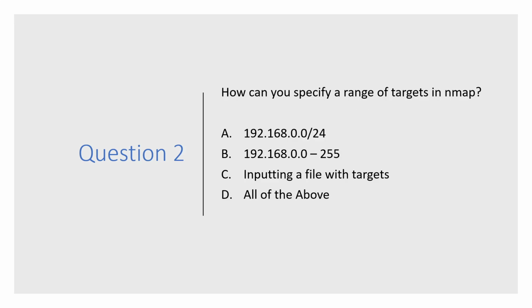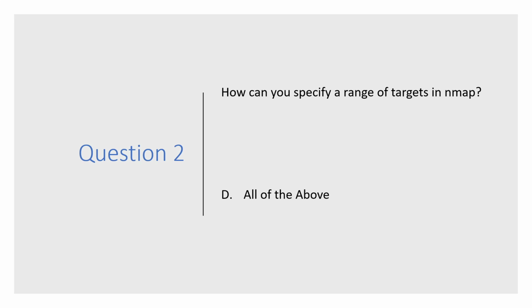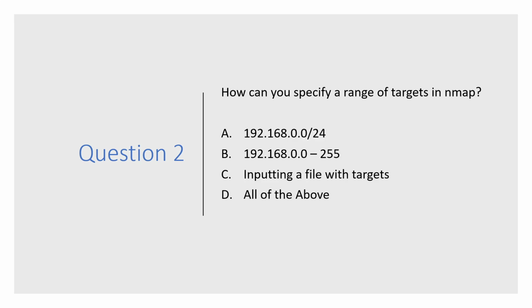Our next question is, how can you specify an entire range of targets in Nmap? Now, you can use CIDR notation, 192.168.0.0/24 to scan from 0 to 255? Should you use 0-255 to be more explicit? Or can you input a file with targets? Or D, all of the above? Now, if you've been paying attention, it's D, all of the above. Every single one of these options can be used for inputting an entire range of targets in Nmap. Now that's going to be important when you want to scan a network rather than a specific host.